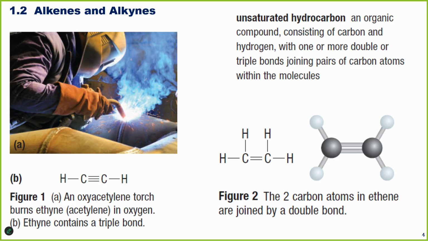So we have, as we learned in the previous section, all of the carbon-carbon bonds in an alkane are single bonds, right? In other organic compounds, however, double or triple covalent bonds connect some of the pairs of carbon atoms. A hydrocarbon containing carbon-carbon double or triple bonds is called an unsaturated hydrocarbon because each molecule contains fewer than the maximum number of hydrogen atoms.